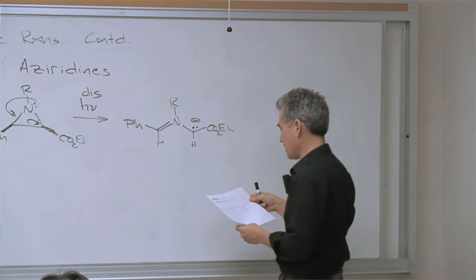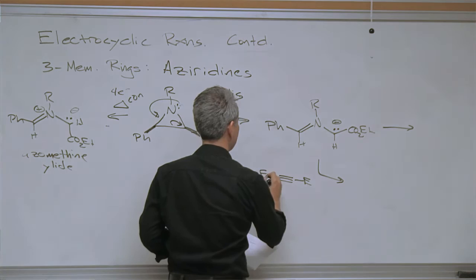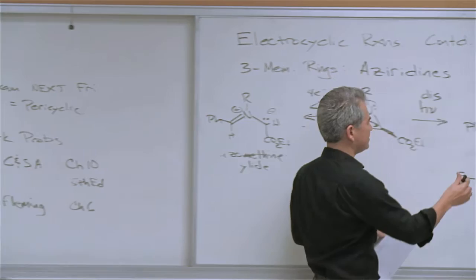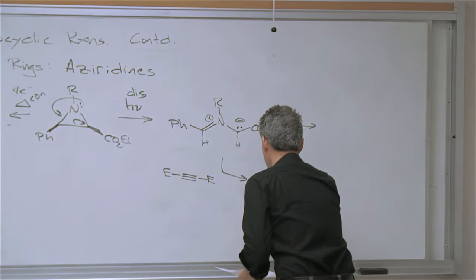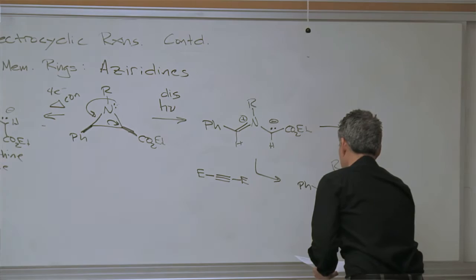So in the presence of some sort of dipolarophile, like dimethyl acetylenedicarboxylate, some sort of an activated alkyne, this azomethine ylide is very nucleophilic. If I put in an electrophilic dipolarophile, you can get 3 plus 2 cycloaddition reactions to occur. I'll just put E for ester here. And so you can generate five-membered rings.